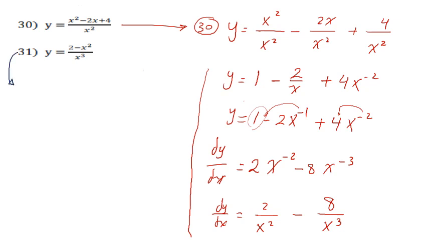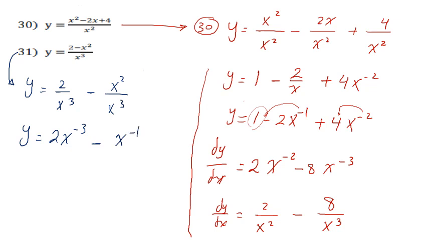For question 31, y is equal to 2 minus x squared over x power 3, which can be written as 2 over x power 3 minus x squared divided by x power 3. So y is equal to 2x to the power of negative 3 minus x to the power of negative 1, as 2 minus 3 is negative 1.